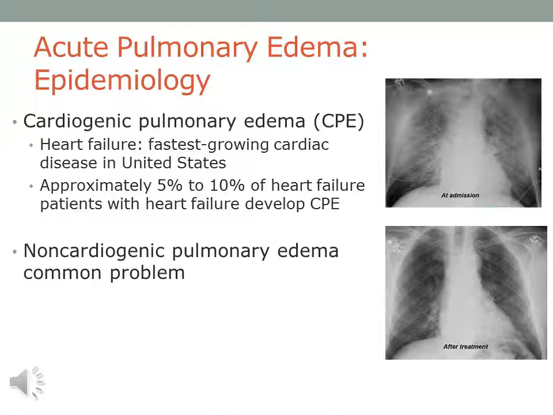When we're talking about cardiogenic pulmonary edema, or CPE, we have to think that usually it links back to some type of heart failure. And heart failure is the fastest growing cardiac disease in the United States right now. About 5 to 10% of our heart failure patients will eventually develop cardiogenic pulmonary edema. So we can tell that we really need to start going back to the basis of pulmonary edema when it comes to cardiogenic pulmonary edema and looking at our heart failure patients. And if we can prevent the heart failure, hopefully we can prevent the pulmonary edema from forming.